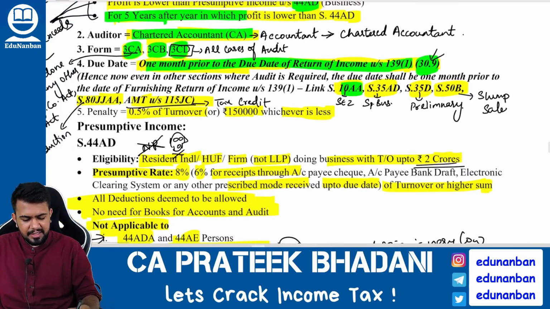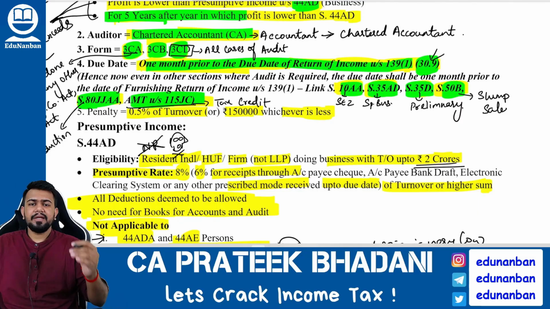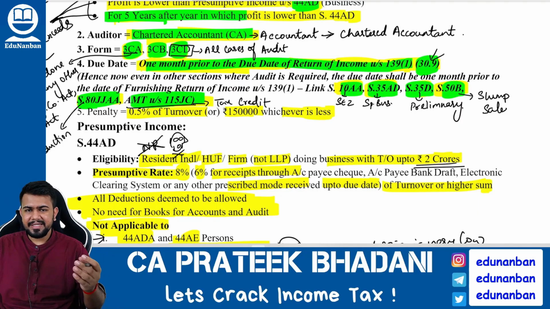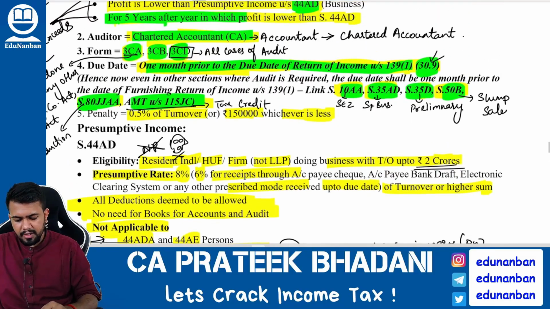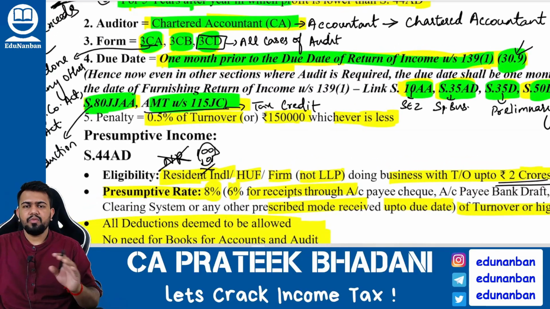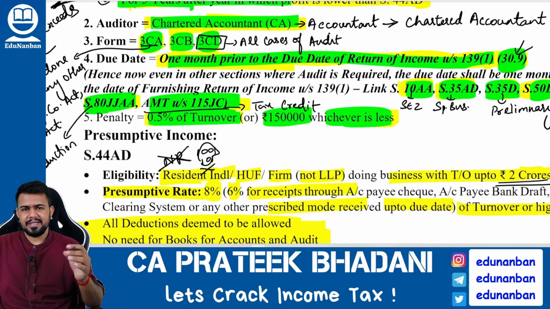Next, even in section 10AA, 35AD, 35D, 50B, 80JJAA and AMT, in all these sections also we will see that a chartered accountant report is compulsory. There also the due date will be 1 month prior to the due date of furnishing return of income. Okay. Now if tax audit is not done, what is the penalty? Penalty is 0.5% of turnover or 1,50,000, whichever is less.